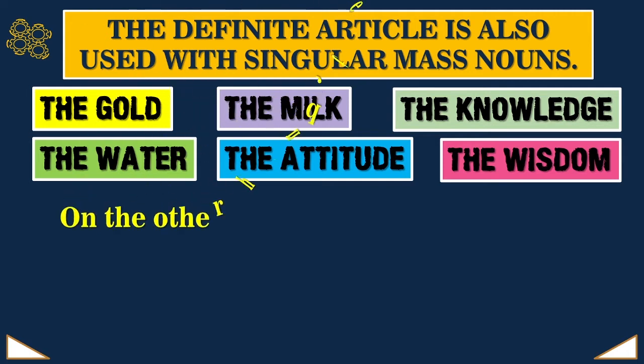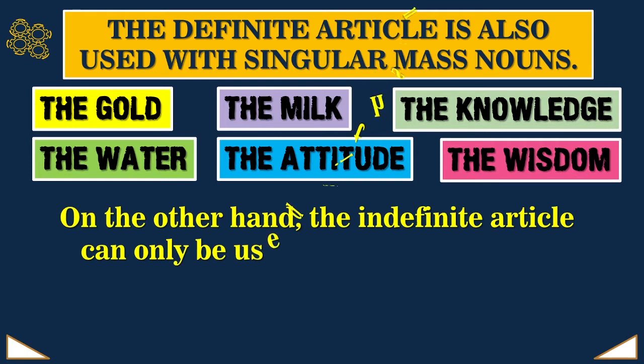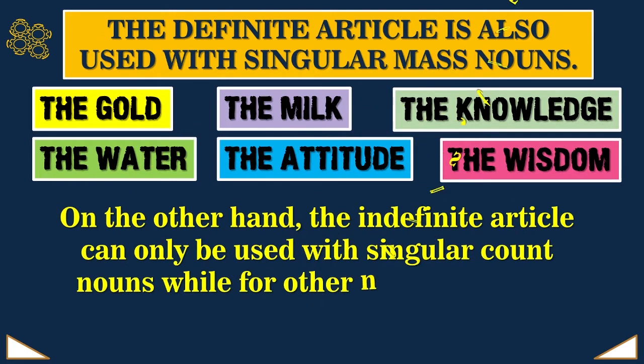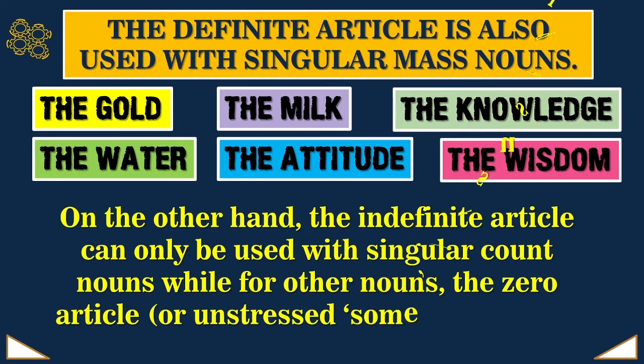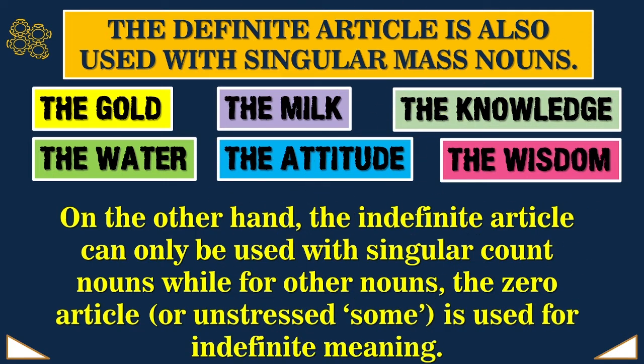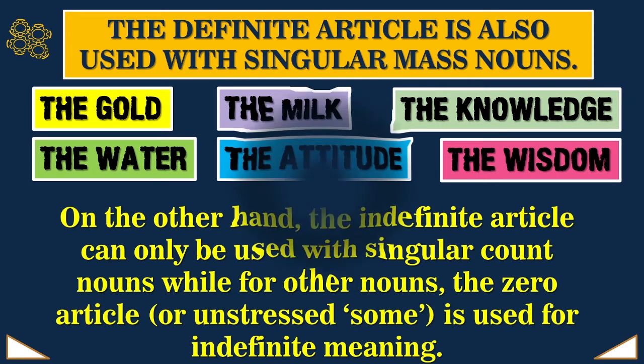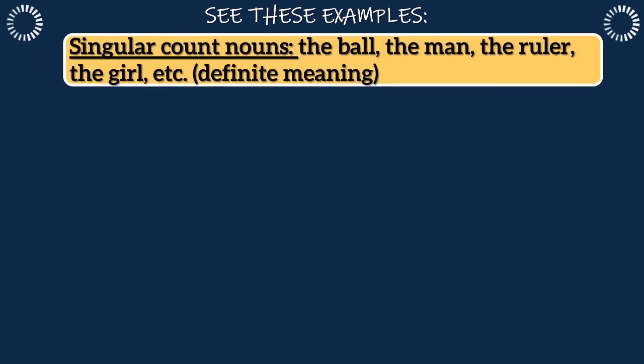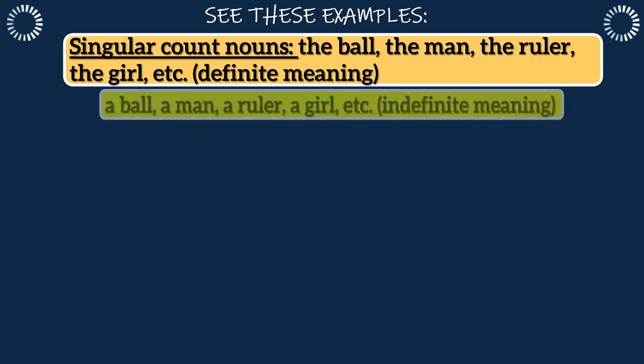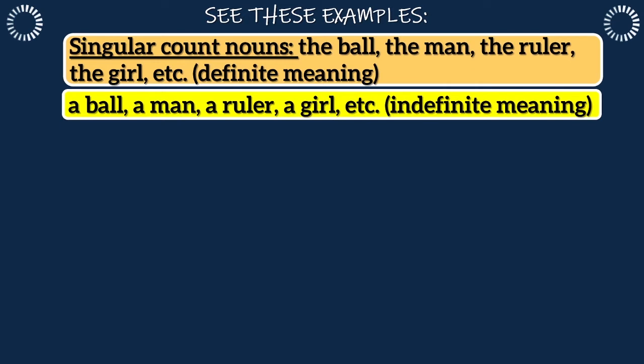On the other hand, the indefinite article can only be used with singular count nouns, while for other nouns, the zero article or unstressed some is used for indefinite meaning. Let's see the following examples to buttress what we have said. Let's look at singular count nouns: the ball, the man, the ruler, the girl, and so on. These are definite meanings in contrast with a ball, a man, a ruler, a girl, etc., which are indefinite meaning.